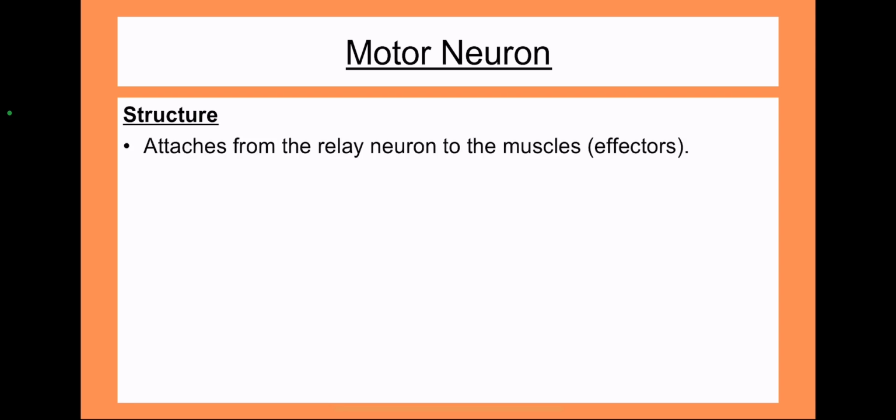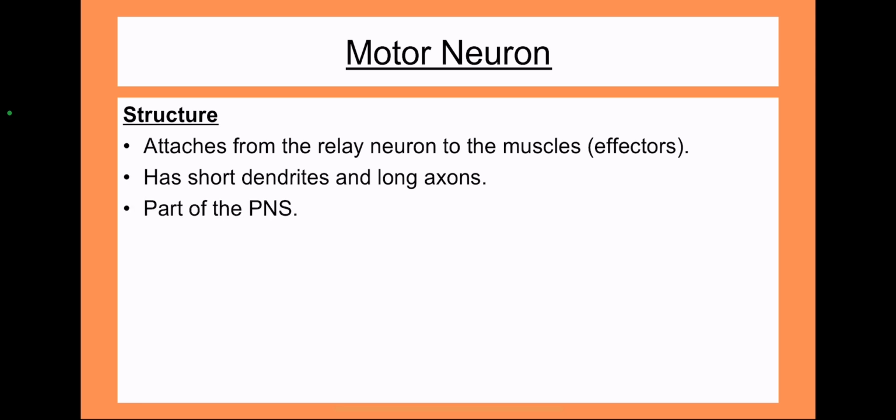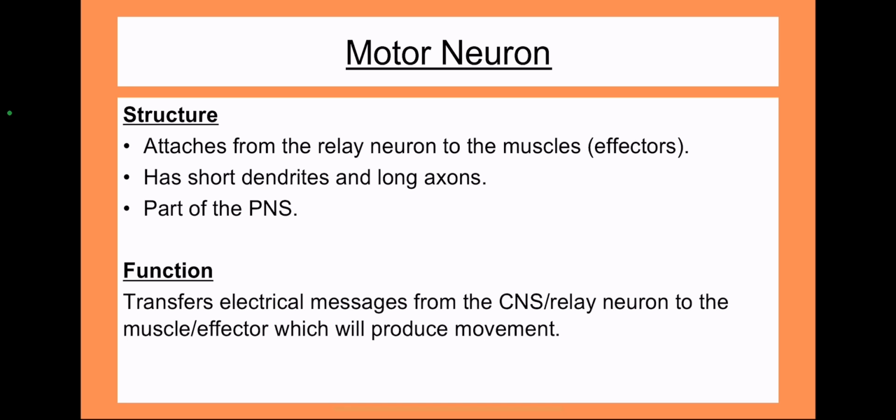The final neuron is the motor neuron, which attaches from the relay neuron down to the muscles, which we call effectors. It has very short dendrites, but it's got nice long axons, and it is also, like the sensory neuron, part of the peripheral nervous system. Its main role, its main function, is to transfer electrical messages from the central nervous system, from the relay neuron, down to the muscle, again the effector, to basically produce movement.